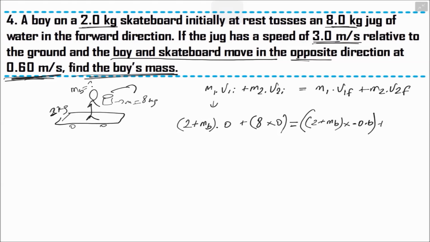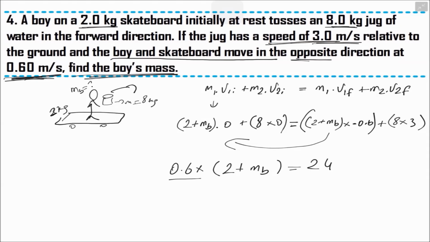Plus m2, which is 8, times velocity of the jug, given as 3 meter per second, so it is positive 3. If we send this one to the other side, it will be 0.6 times 2 plus mass of the boy equal to 24. If you divide both sides by 0.6, 2 plus mass of the boy will be 40. So if we send it to the other side, mass of the boy will be 38 kilogram. Thanks for listening.